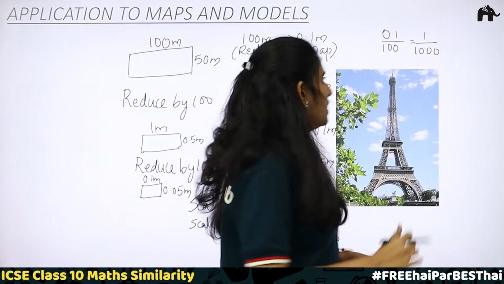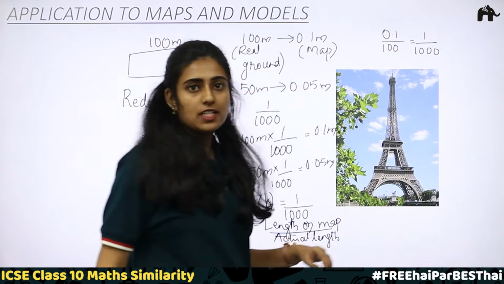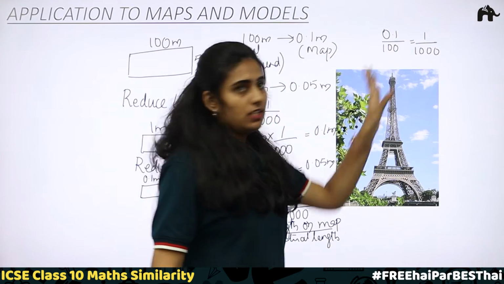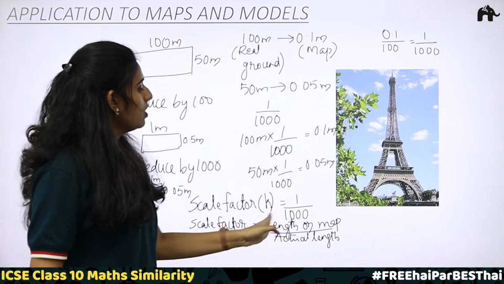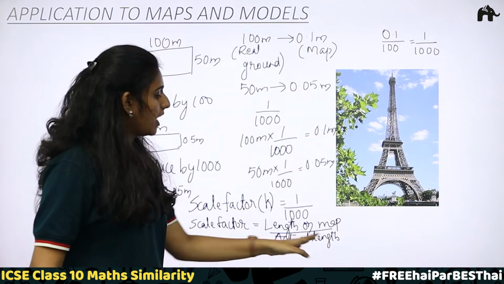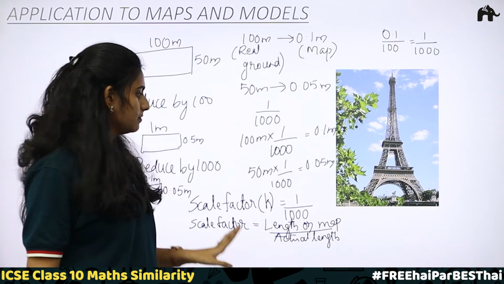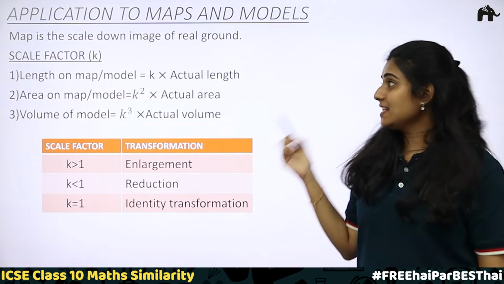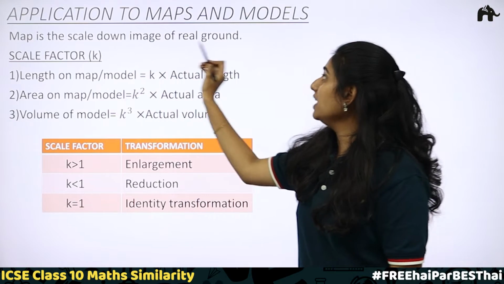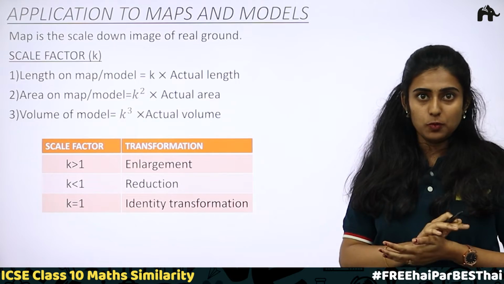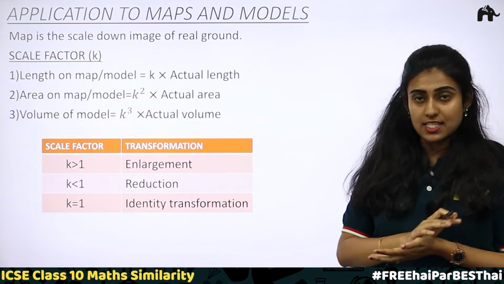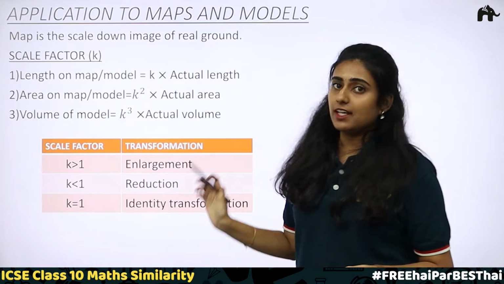On removing the decimal, that is multiplying numerator and denominator with 10, we will be getting 1 by 1000. So, this is the K factor. So, the scale factor is equal to length on map divided by the actual length. Clear? Got the idea? So, we can say that map is the scaled down image of real ground. We are reducing it and drawing on a notebook, or reducing it and representing it as a map. Understood?